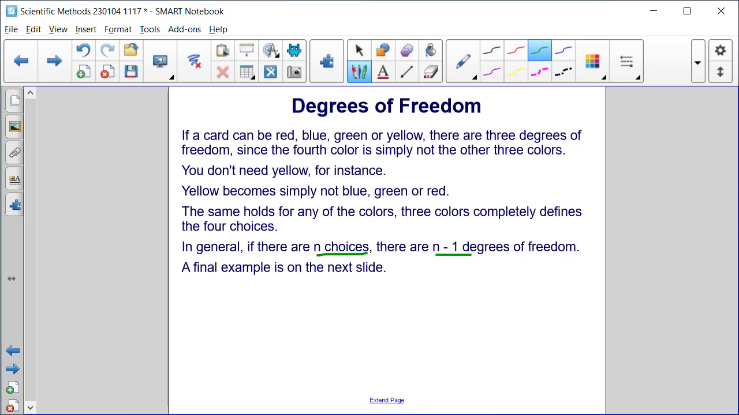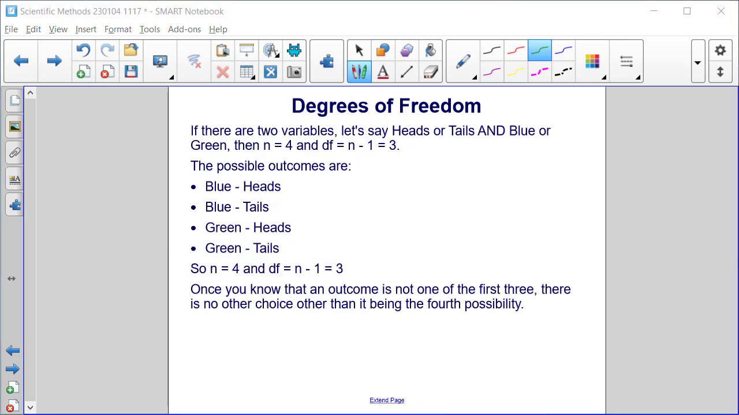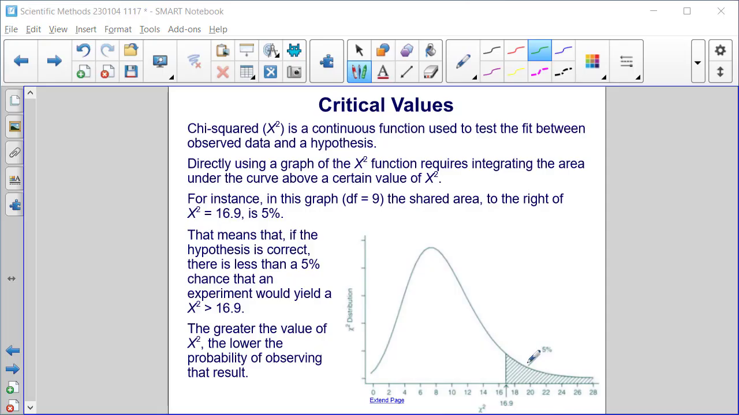A final example is on the next slide. If there are 2 variables, let's say heads or tails, and blue or green, then n equals 4, the number of outcomes is 4, and the degrees of freedom is n minus 1 or 3. The possible outcomes are blue heads, blue tails, green heads, and green tails. So n is 4, and degrees of freedom is 3. Once you know that an outcome is not one of the first 3, there's no other choice other than it being the 4th possibility.